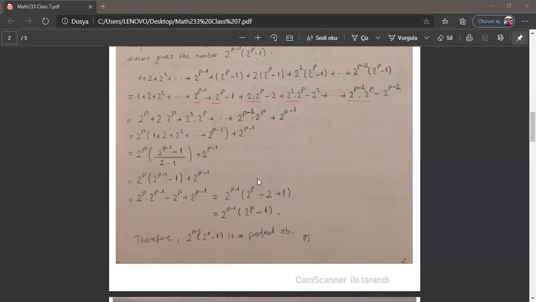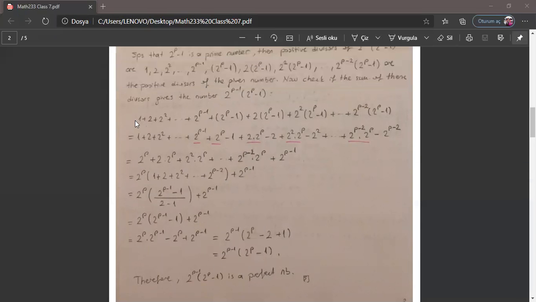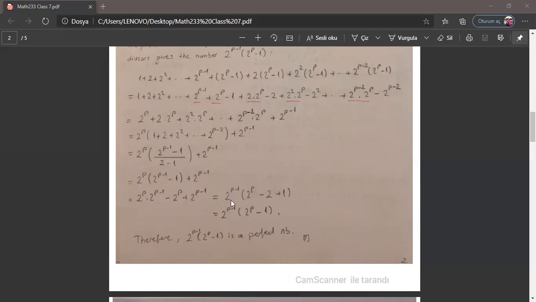So we rewrite this as in the parentheses of 2 to the p minus 1. Here we have 2 to the p, and we have minus 2, and here 1. So this gives us 2 to the p minus 1. So this is the given number actually. So we find the sum of its positive divisors and get itself, right? So it is a perfect number by definition.